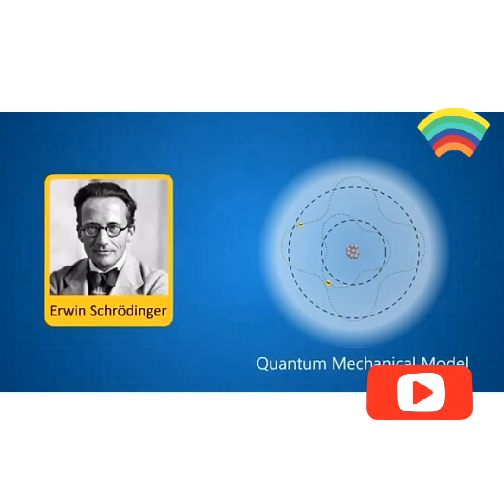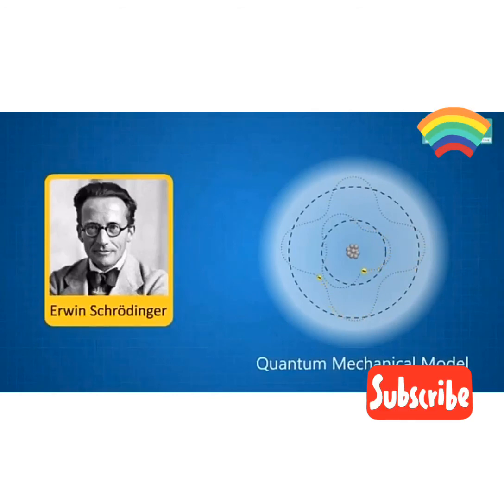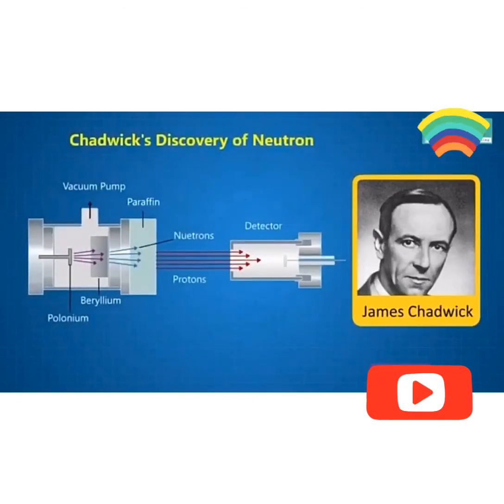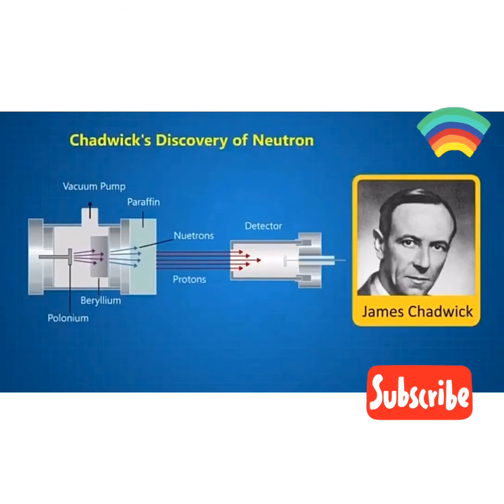Till 1932, it was believed that the atom consists of a nucleus with electrons surrounding it. But Sir James Chadwick performed an experiment by bombarding beryllium atoms with alpha particles. This experiment produced radiation consisting of unknown particles having a neutral charge and mass almost similar to protons. This particle was named neutron.